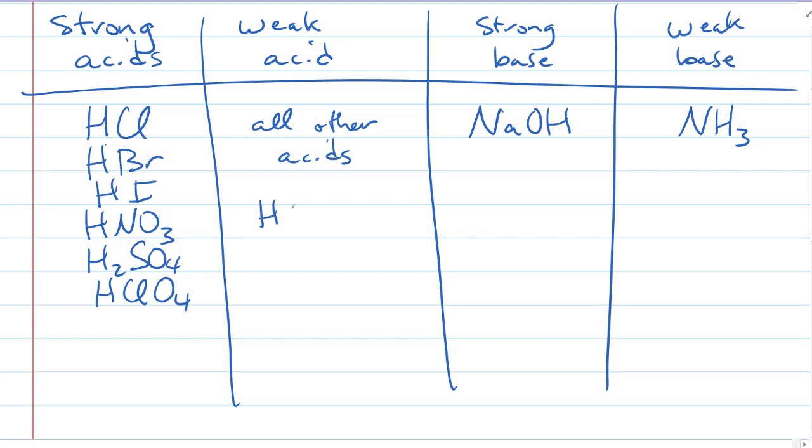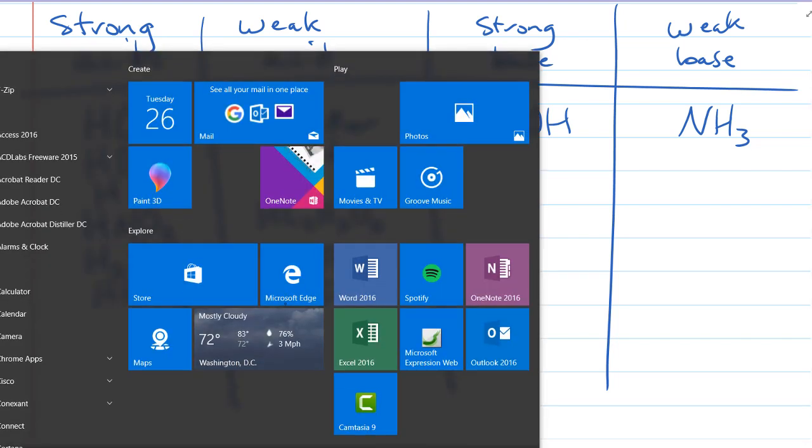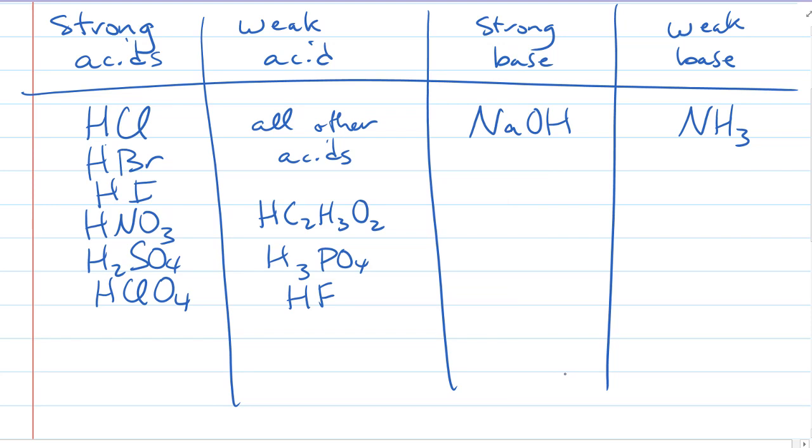Now, of course, one of those we saw was acetic acid, but onto this list you could also add H3PO4 and HF. I like to put down HF because if you've thought that all of the hydrohalic acids were strong acids, they're not. HF is a weak one.